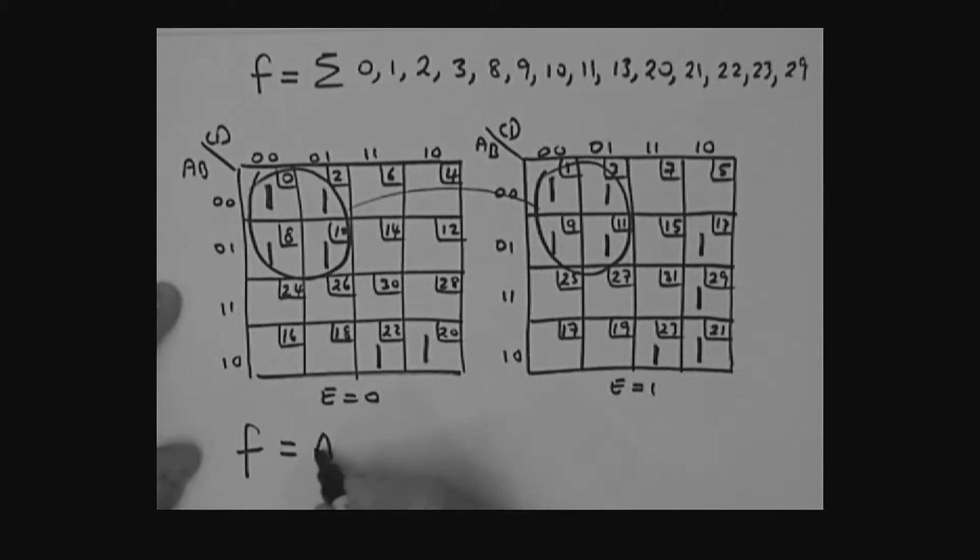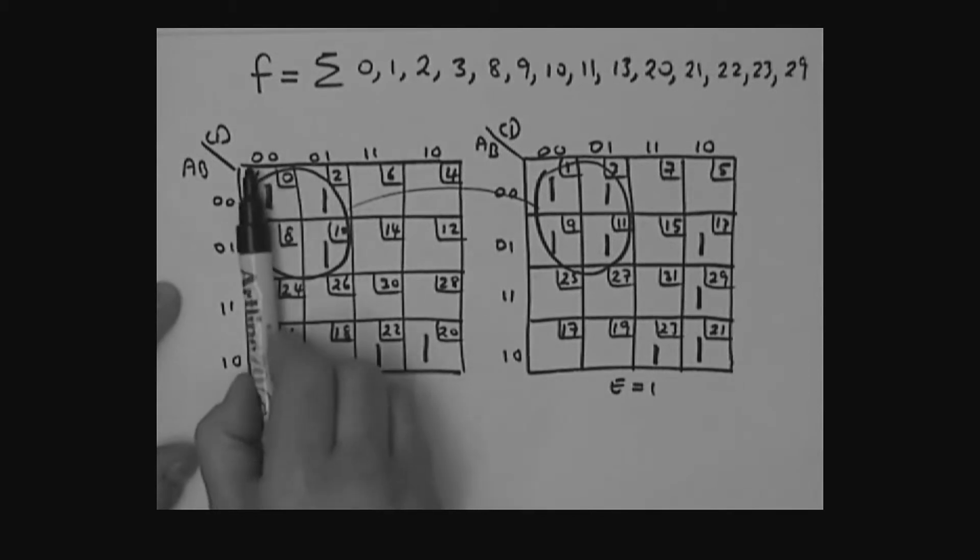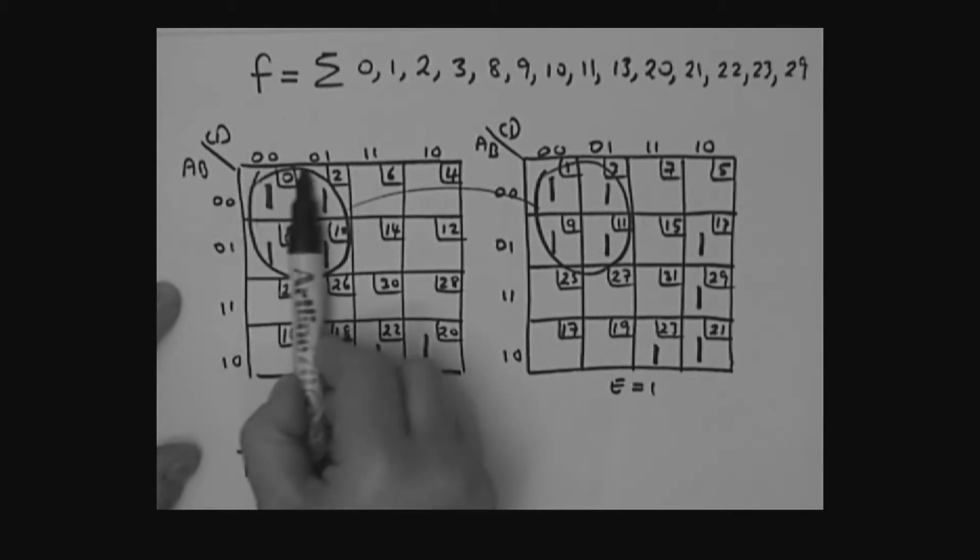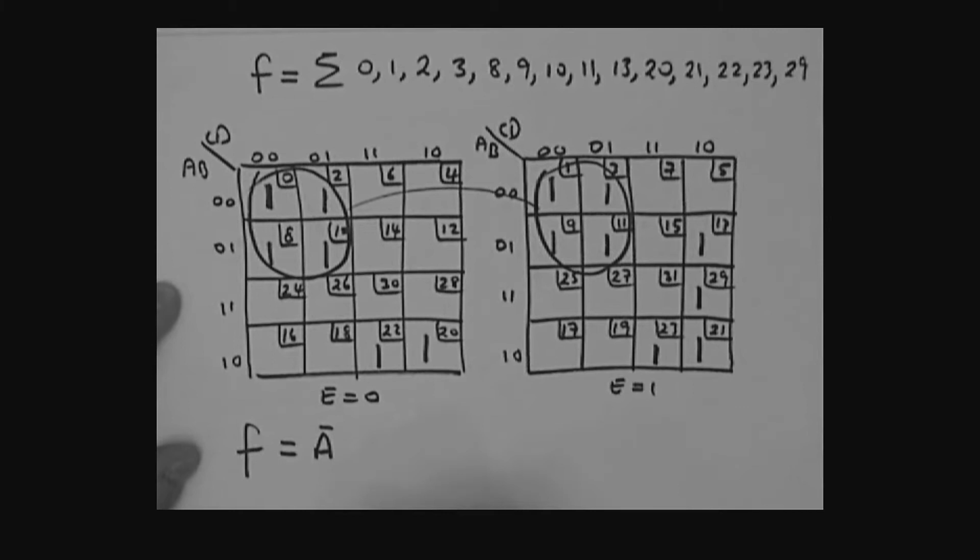Okay, so we'll put down A bar. I look horizontally. What variable doesn't change? C bar. Okay, so I'll put down C bar. Since it's on both maps, I don't need to include the E variable. What else can we do?